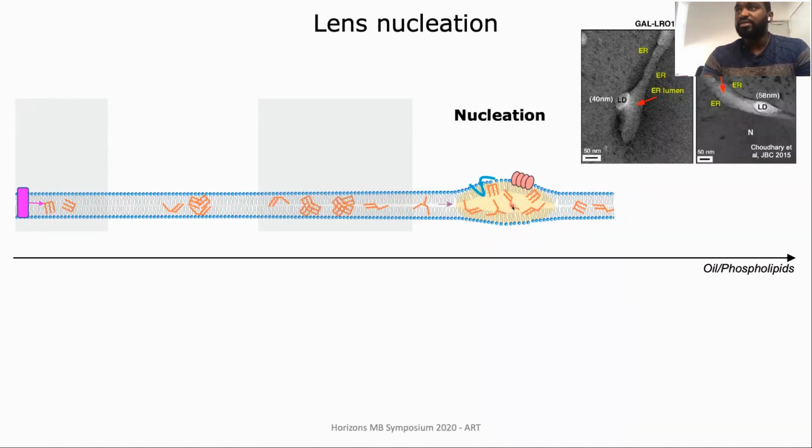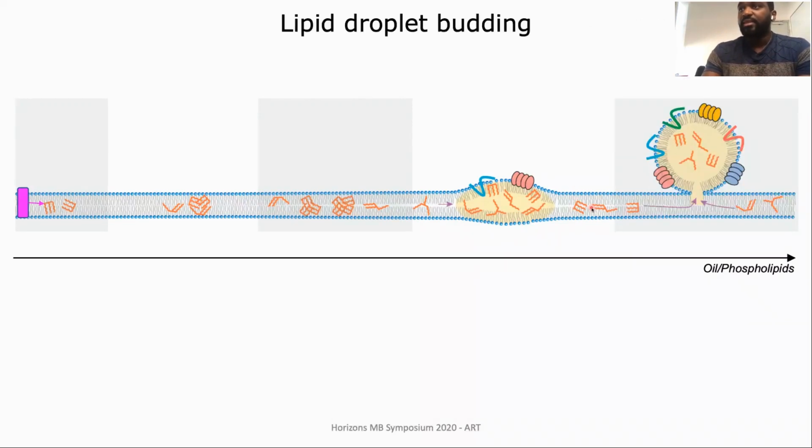And such an oil lens has been visualized by EM in yeast. So here you have the oil lens, the ER bilayer, and here you have the ER lumen. And when the concentration of oil keeps increasing, the droplet buds off, forming a spherical droplet embedded with proteins, which can be connected or disconnected from the ER. So this is really a simplified view of the lipid droplet formation steps, but it is much more complicated than this. But for the sake of this talk, I use this simplification.